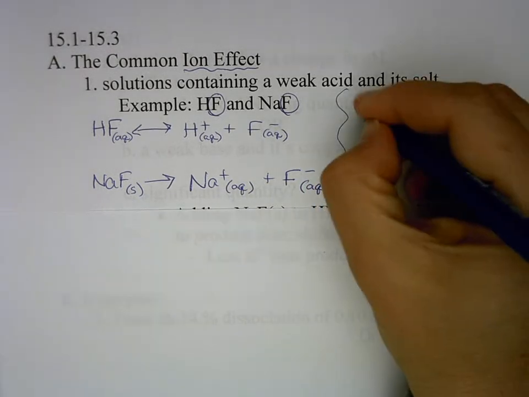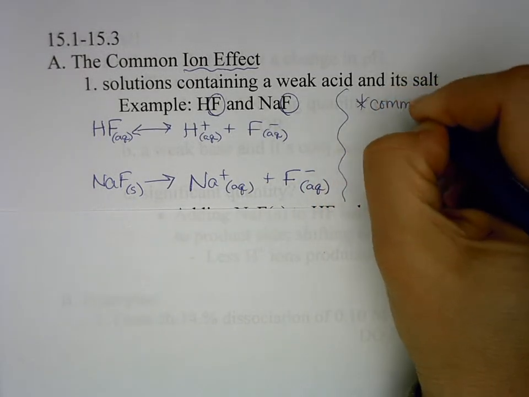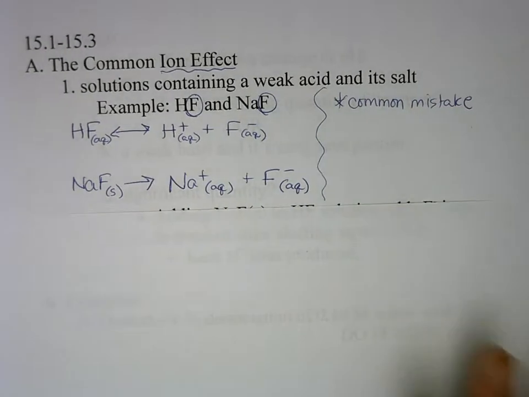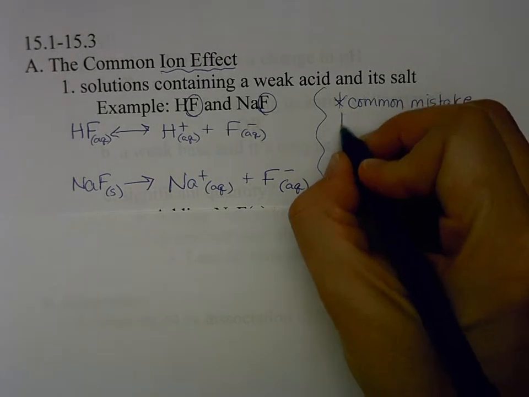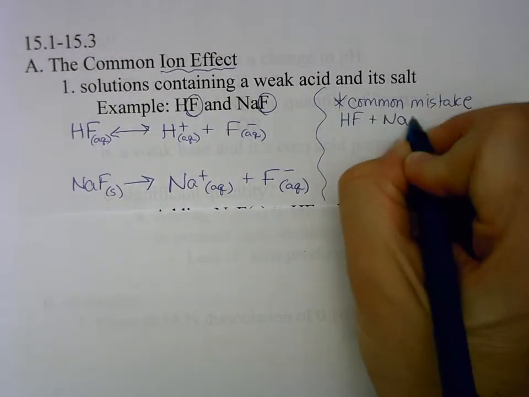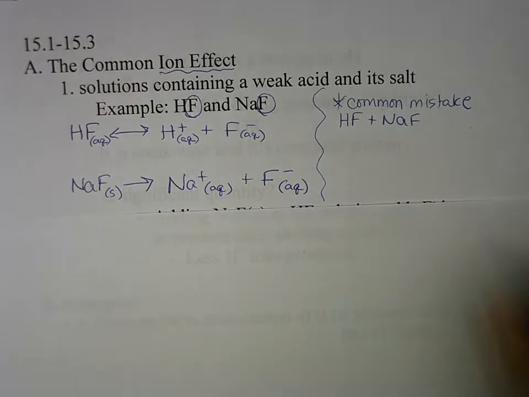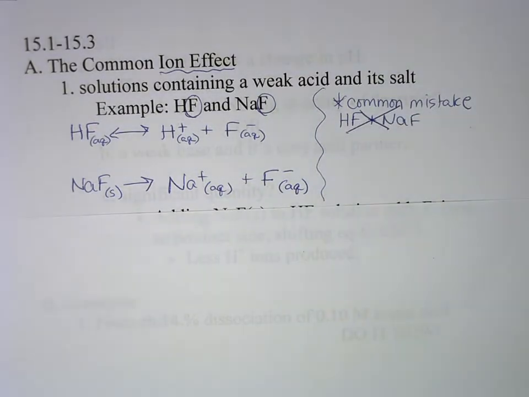Now, before we move on, let me just address something that is a common mistake that people make when you're dealing with this whole common ion thing. You see the problem, and the question is going to say we've got hydrofluoric acid and we add sodium fluoride to it. And because of that word add, people just automatically go, okay, I've got hydrofluoric acid plus sodium fluoride. That's my reaction, then I'm going to see what happens. Okay? That is not okay. And why that's not okay, and how to write it properly, we're going to look at in just a minute.